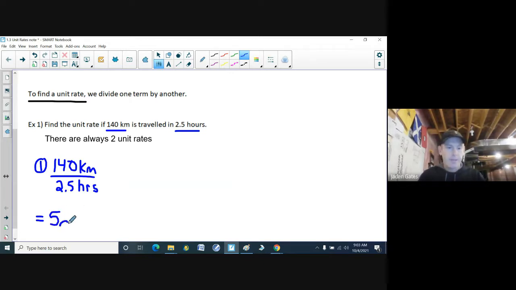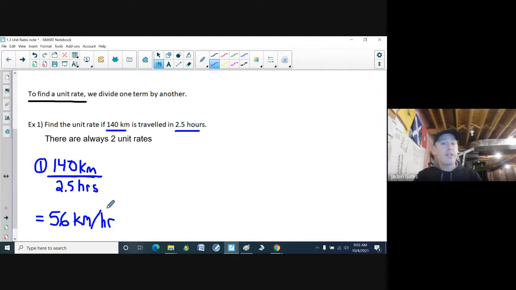All right, and if I take those numbers and divide them, 140 divided by 2.5, I get 56. Now with unit rates, we're going to have to include units. In this case, kilometers are on the top, hours are on the bottom. Even though this is a fraction, which is a divided-by question, it's not done yet. In English, division means per. So this is kilometers per hour. There is our first unit rate.